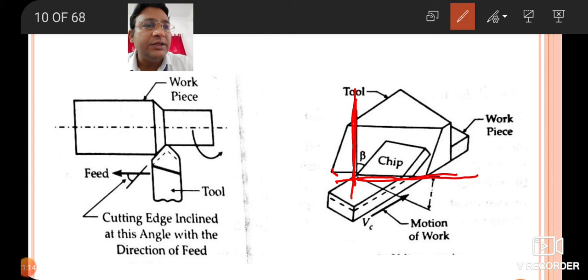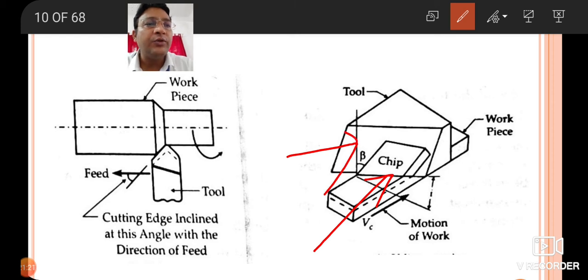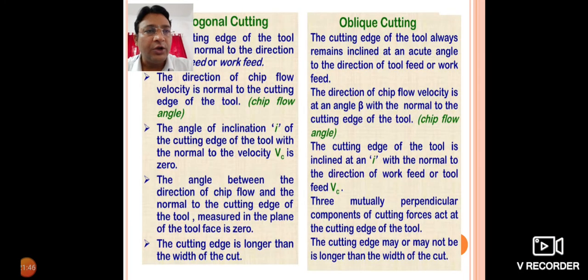This line is the cutting edge of the tool, and this is the normal to the cutting edge of the tool, and this is the chief flow velocity. It is at a certain angle beta. So you can say the chief flow velocity is at a certain angle beta, not with the cutting edge, but with the normal to the cutting edge of the tool. Try to understand that, with the normal to the cutting edge of the tool.